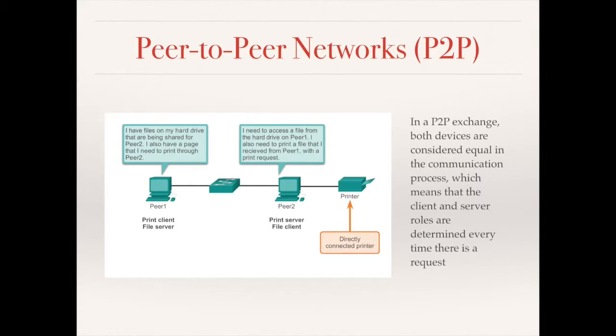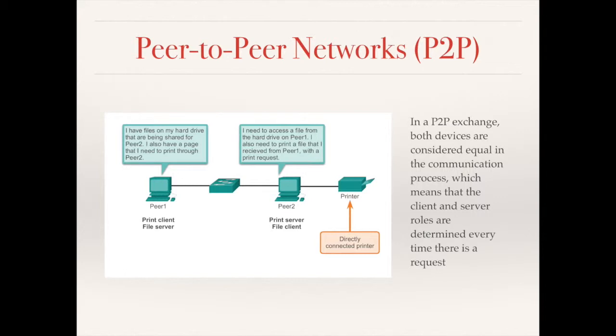Every connected device in the network, known as a peer, can function as both a server and a client, even at the same time. One computer might assume the role of a server for one transaction, while simultaneously serving as a client for another. The roles of client and server are set on a per-request basis.